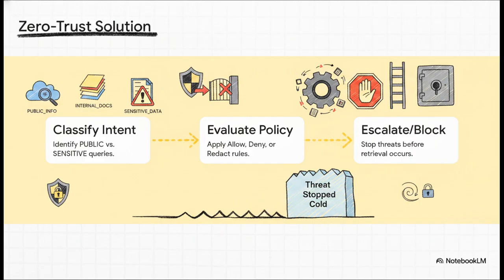Is this public info, internal docs, or sensitive data? The policy engine evaluates this against our rules, and the second it sees the sensitive nature of the query, boom, the policy explicitly blocks the request or kicks it up to an authorization layer. The threat is stopped cold before a single document is ever retrieved.